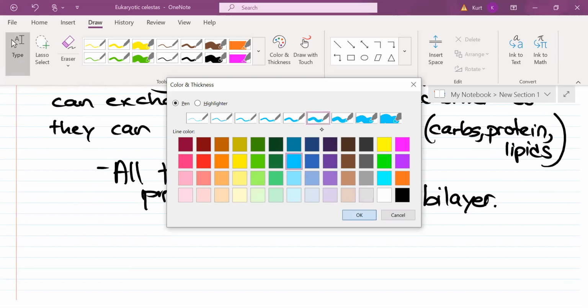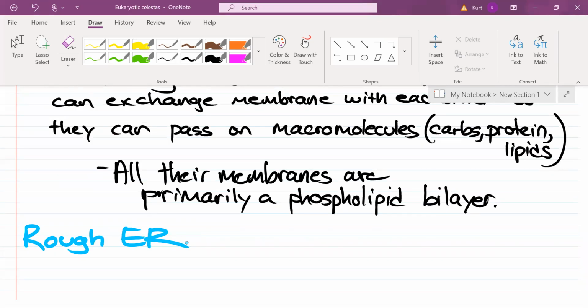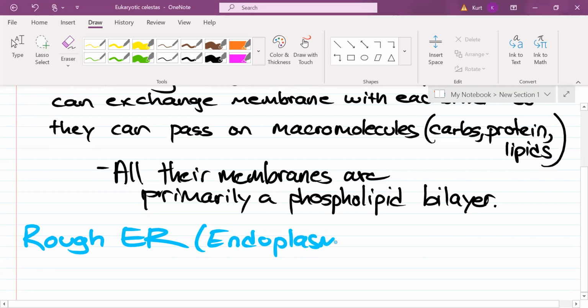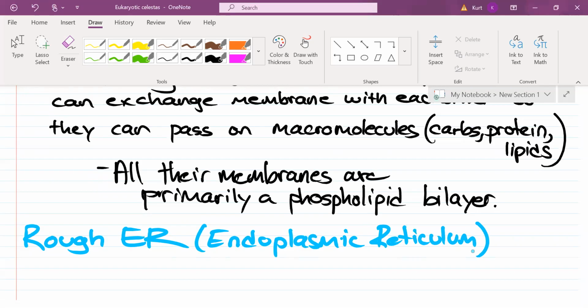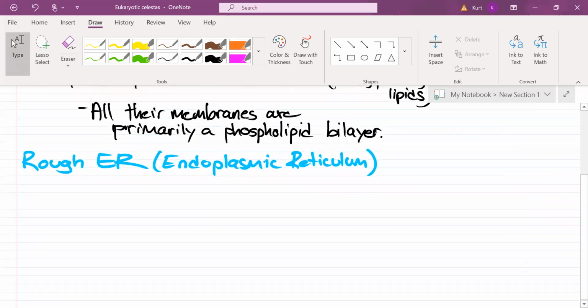The first one that we are going to do is the rough ER. What does ER stand for? The endoplasmic reticulum. My rule with using initials and acronyms or abbreviations is you can use them so long as you know what they mean. You can't say, what does DNA stand for? You've got to make sure you know. You're allowed to use the initials if you can tell me what they actually mean. So this is the first of many organelles we're going over today.